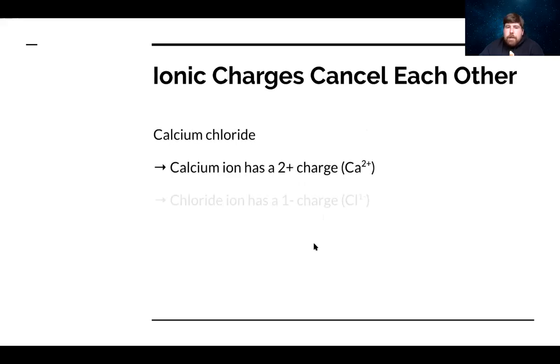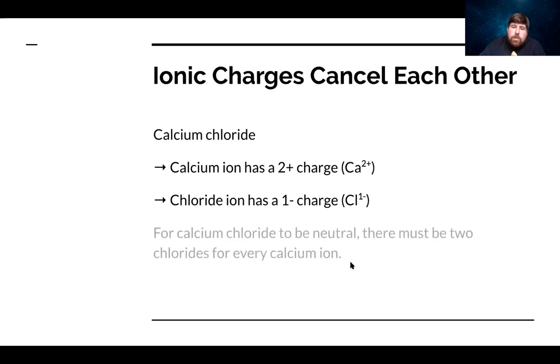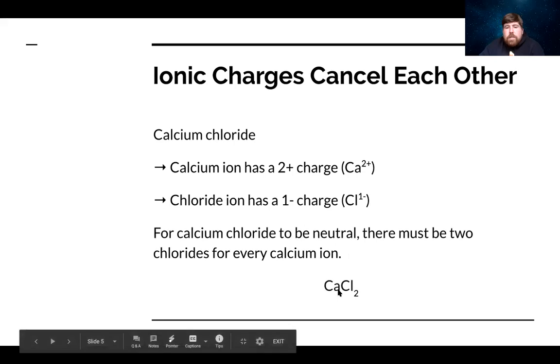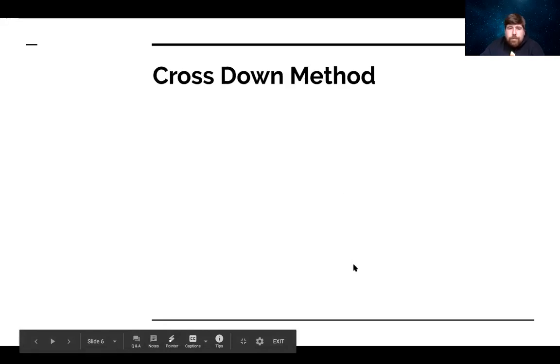Now, based on the periodic table, calcium has a charge of 2+, and the chloride ion has a charge of 1-. That means in order for them to come together in an appropriate ratio, I would need 1 calcium for every 2 chlorines. So once again, in order for it to be neutral, I would need 2 things with a negative 1 charge for every 1 thing with a positive 2.